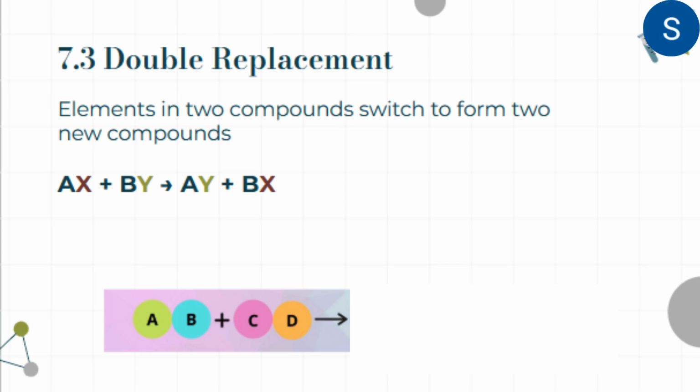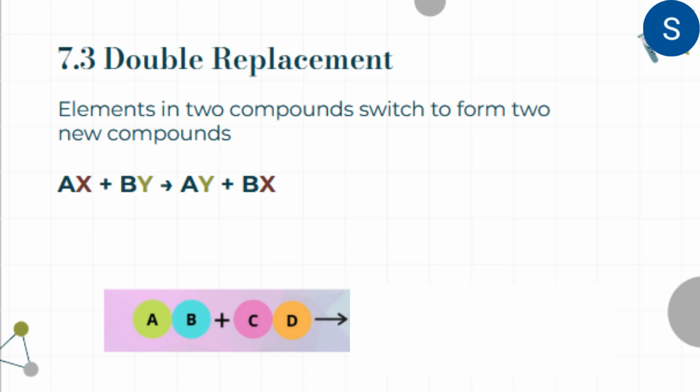Next up are double replacement reactions. This is similar to single replacement reactions, but instead shows two compounds switching to form two new compounds. The elements that make up these compounds is what switches around. As shown by this top equation, AX and BY represent two compounds which each have their own two elements, with A and X bonded together and B and Y bonded together.